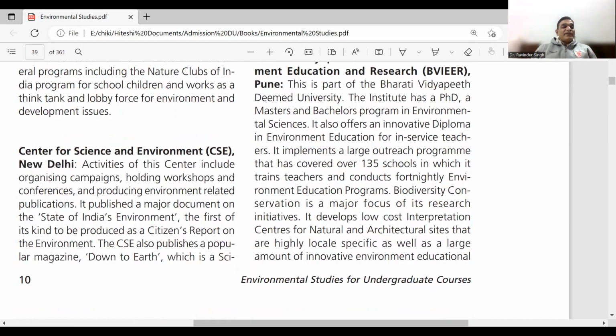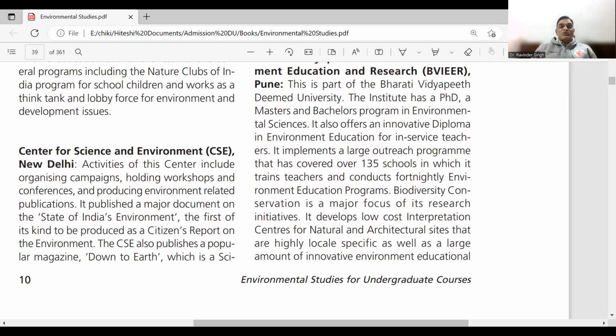Next one is Centre for Science and Environment, CSE, New Delhi. Activities of this center include organizing campaigns, holding workshops and conferences, and producing environment related publications. It published a major document on the state of India's environment, the first of its kind to be produced as a citizen report on the environment.